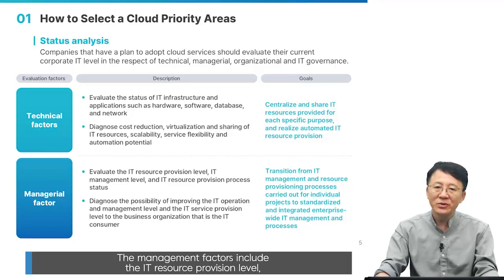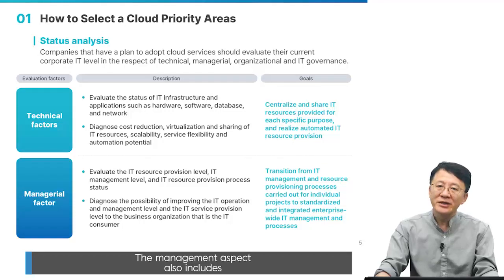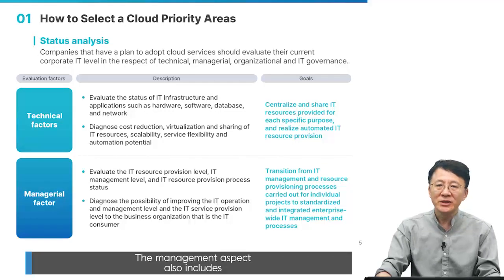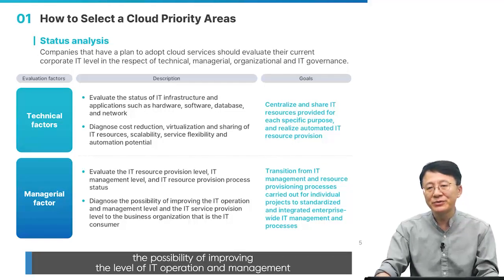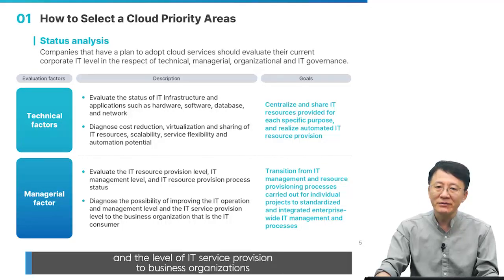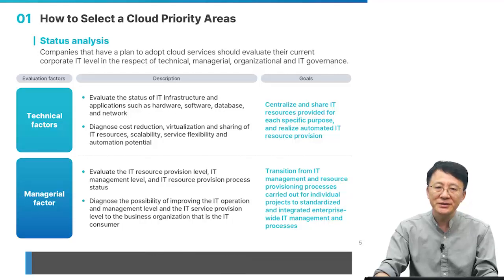The management factors include the IT resource provision level, IT management level, and IT resource provision process status. The management aspect also includes the possibility of improving the level of IT operation and management and the level of IT service provision to business organizations that are IT consumers through cloud adoption.